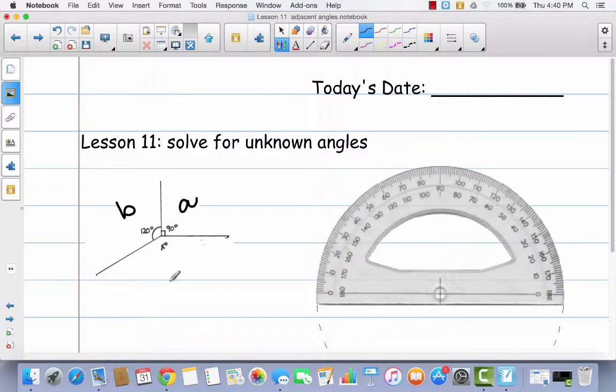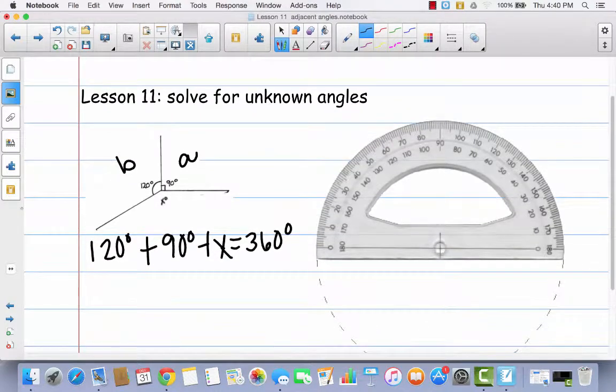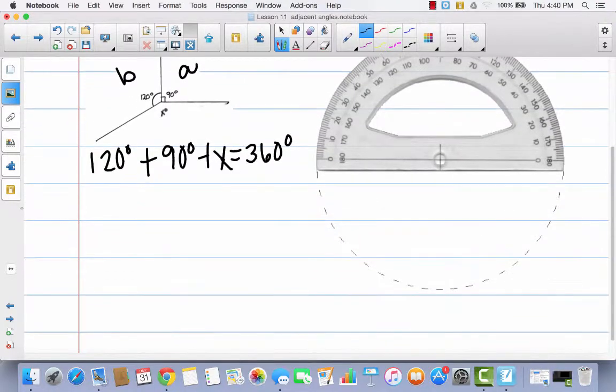If you remember back to when we talked about circles and full turns, one full rotation has how many degrees in it? If you make one full turn, how many degrees is that? Hopefully you said 360 degrees. So underneath your figure, I want you to write 120 degrees plus 90 degrees plus X is equal to 360 degrees. This is pretty much like what we did yesterday, except instead of being equal to 180 degrees or 90 degrees, it's equal to 360 degrees.